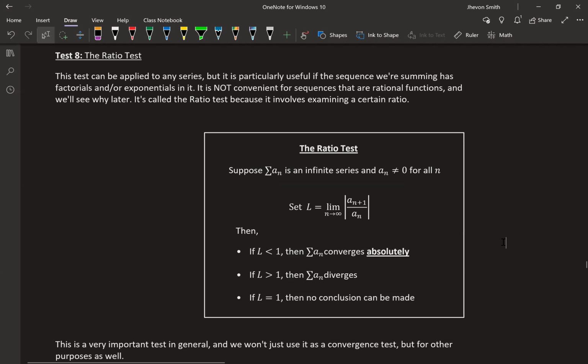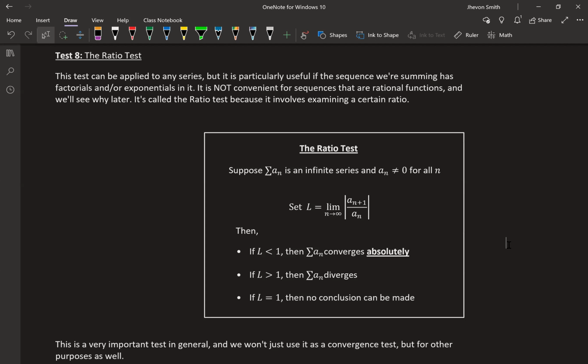The reason is you're going to be doing a division with the terms. If you divide the (n plus 1)th term by the nth term, put absolute values around that, and take the limit, we get this number that we call L. Based on the value of L, we can determine whether the series is convergent or not. In fact, whenever this test shows convergence, it actually shows absolute convergence, since we put absolute values around the ratio. If the limit is strictly less than 1, the series is absolutely convergent. If the limit is greater than 1, the series is divergent. If the limit equals 1, you can't make any conclusion. It's possible for it to converge as well as diverge.